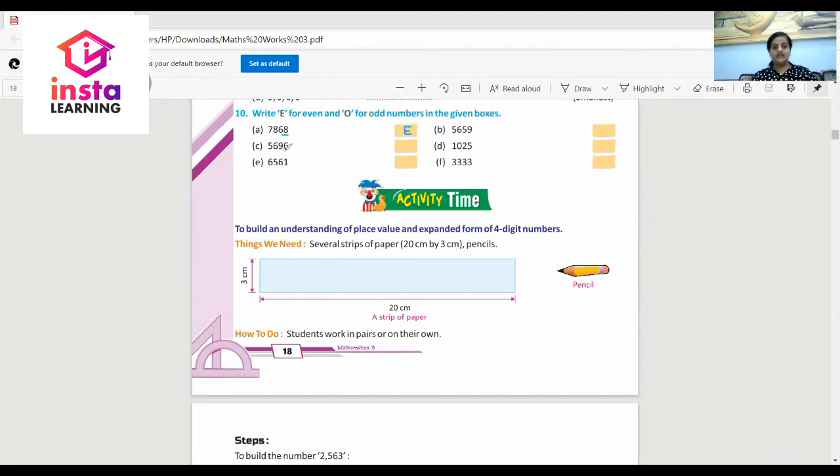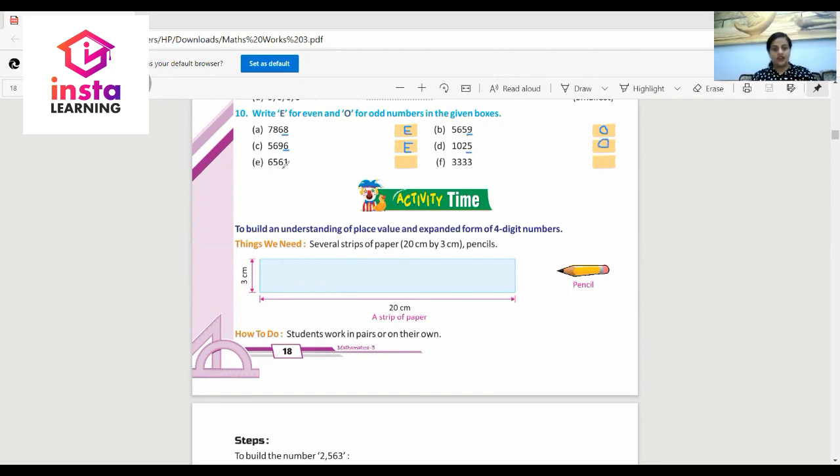5696. Again, this is 6, so it is also an even number because it is 6 at the ones place. And I have told you 0, 2, 4, 6, 8 when they come at the ones place, it is called an even number. 9 at the ones place means it is odd. Now next is D. 5 at the ones place is odd. So we will put O here.